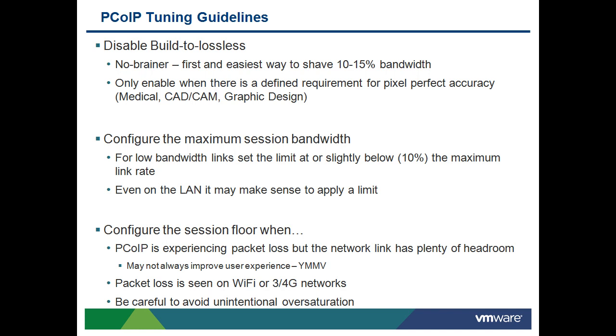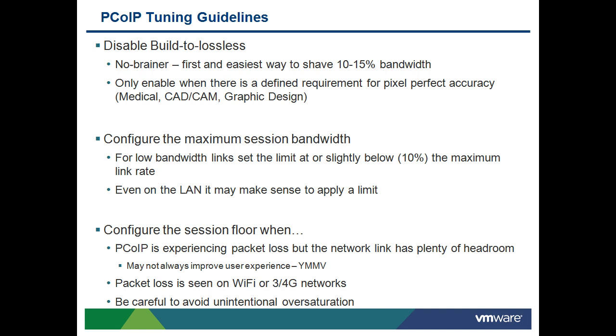And even on the LAN, it may make sense to set a limit on this, especially where you're doing a lot of high bandwidth user sessions concurrently. They can actually saturate and overrun the network uplinks. So no one individual user will kill it, but as a group, 200 or 300 users can actually saturate a 1 or a 2 gigabit uplink. So it may still make sense to limit bandwidth even when you're on the LAN.